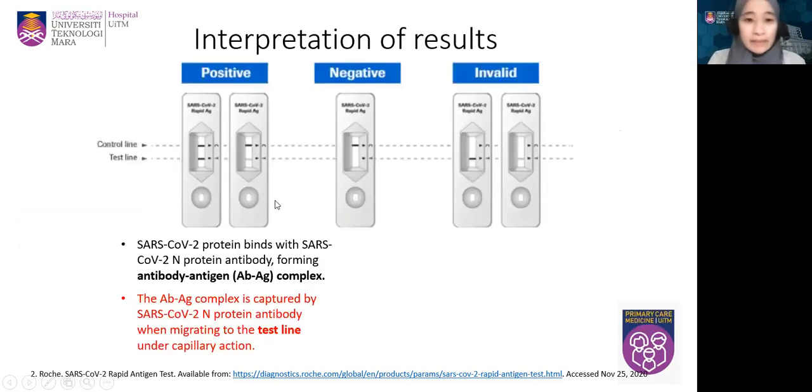Okay. Now, what happens? When your swab has picked up the SARS-CoV-2 protein, the protein will bind with the SARS-CoV-2 N protein antibody and form an antibody-antigen complex, which then will be filtered to the test line. So if the patient has the antigen on the swab, when you run the test, the test line will be visible. A positive test must first show that the control line is there. Then only do you move on to looking at the test line. If you can see the test line, whether faint or very obvious, it is considered positive.